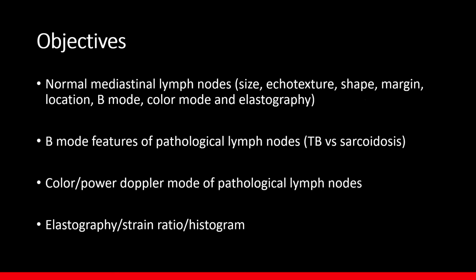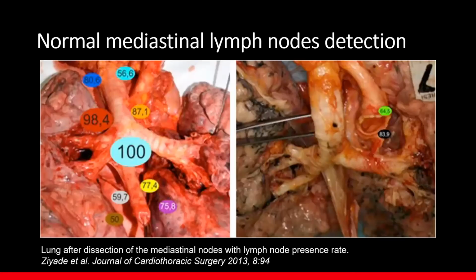So the objectives of the present presentation are: what are normal mediastinal lymph nodes? What are the B mode features of pathological lymph nodes? Color and power Doppler mode of pathological lymph nodes, elastography, strain ratio and histogram.